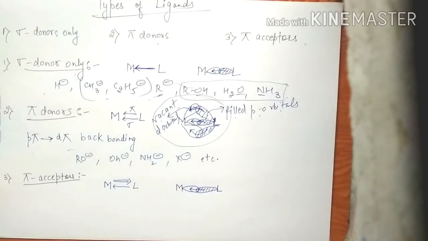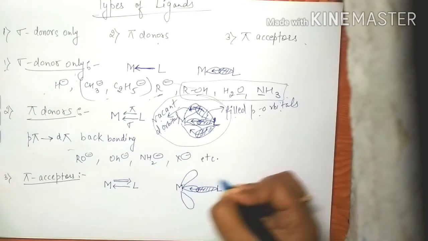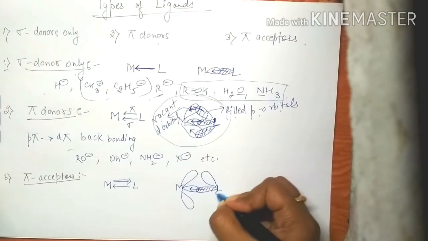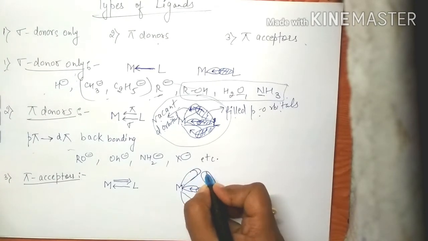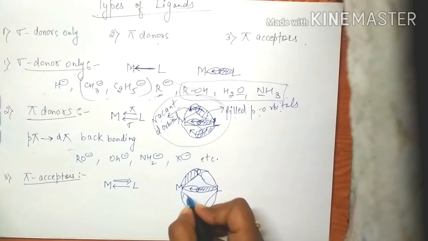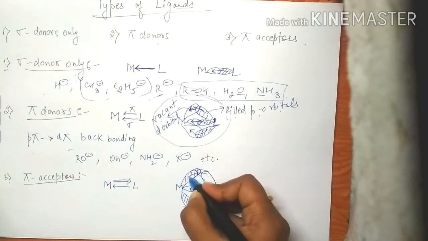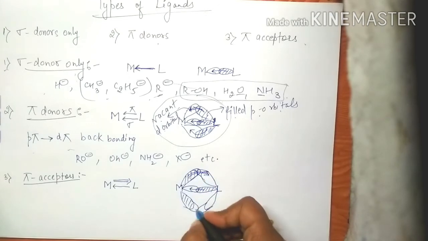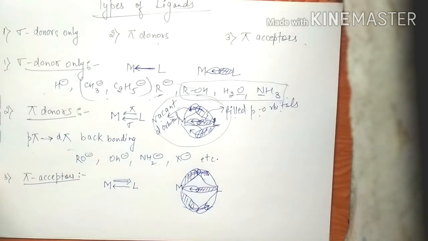Okay, and then, these are the d orbitals of the metal and these are the orbitals of the ligand. Overlapping between them happens, and here the d orbital of the metal will be filled. So it takes a lot of electron density from the metal towards itself. Okay, so these are the pi acceptor ligands.